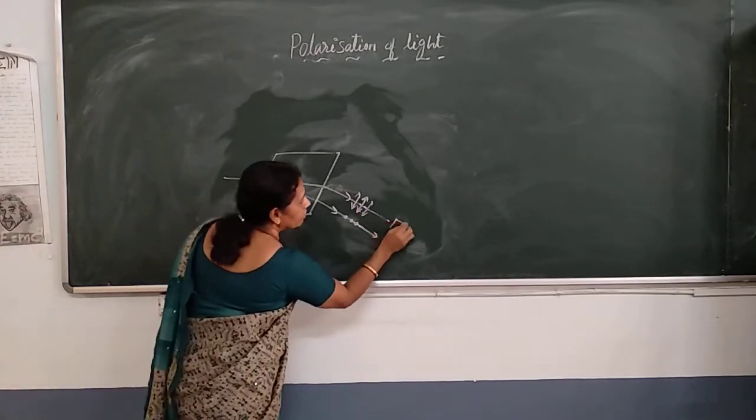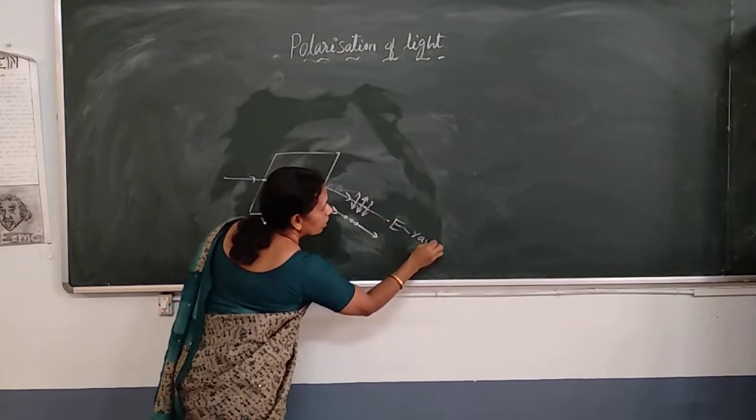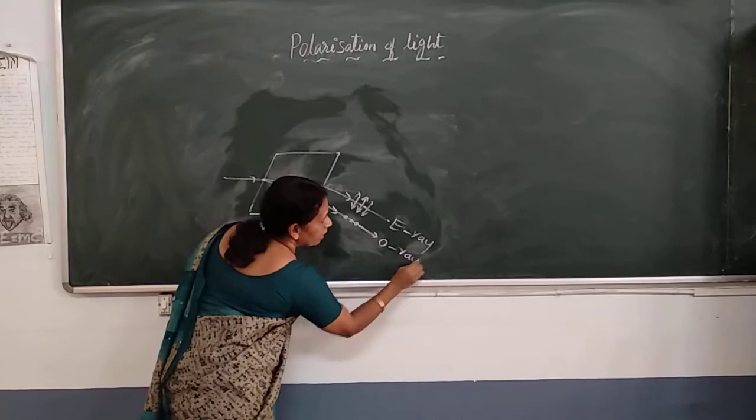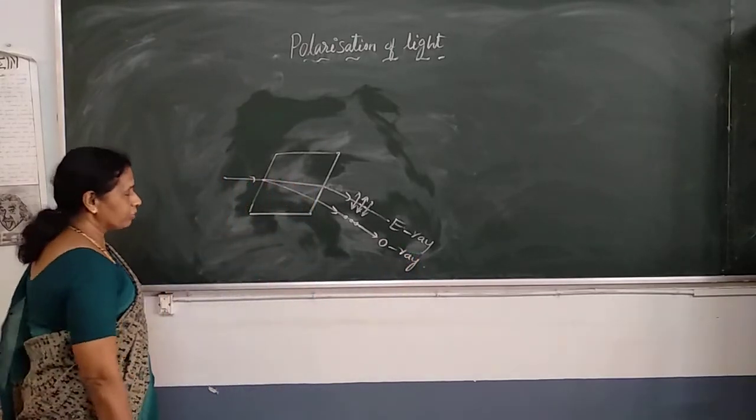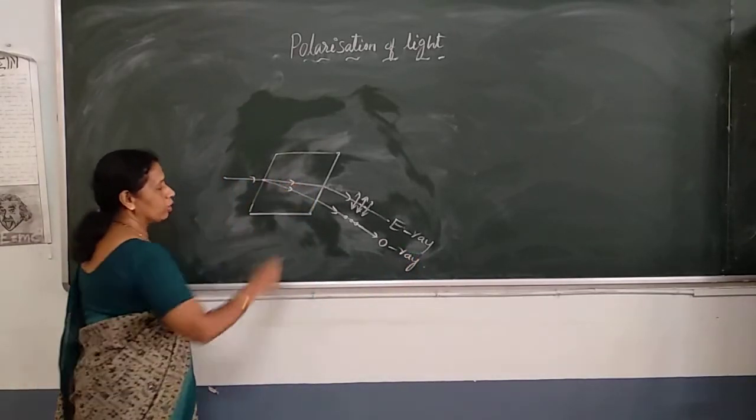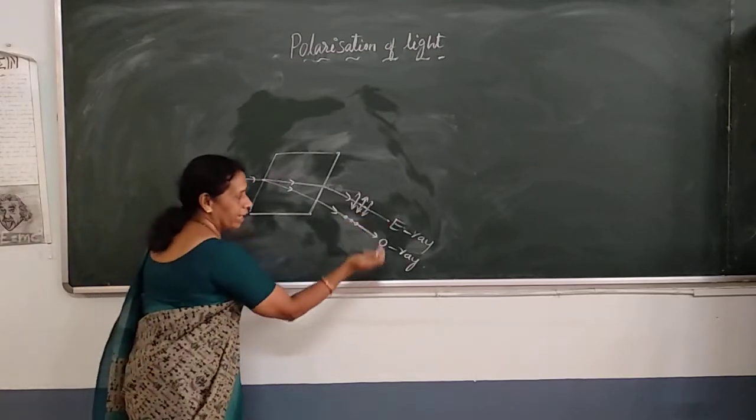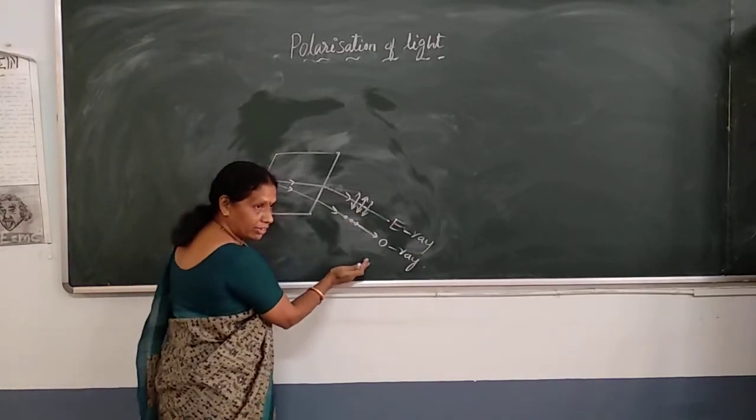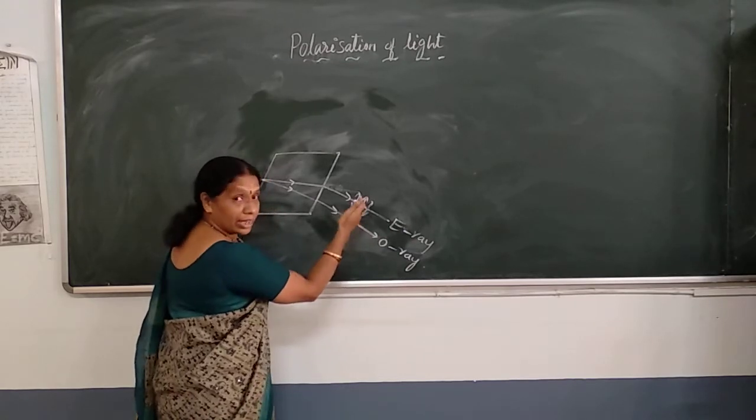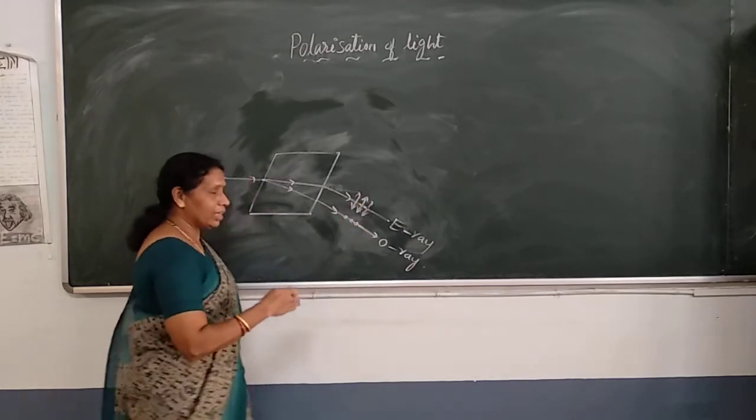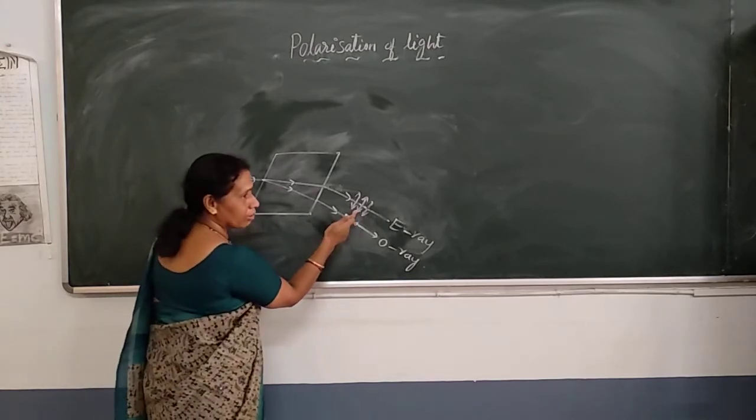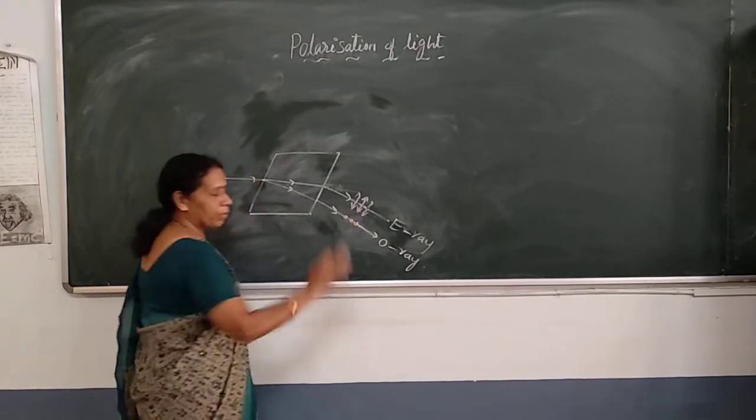This ray is called the E ray, nothing but the extraordinary ray. This one is called the O ray, nothing but the ordinary ray. The rays obtained after double refraction are called the extraordinary ray and the ordinary ray. What is the difference? Both are plane polarized, but the vibrations of the electric vector are in two mutually perpendicular planes. One has the vibrations parallel, the other perpendicular.